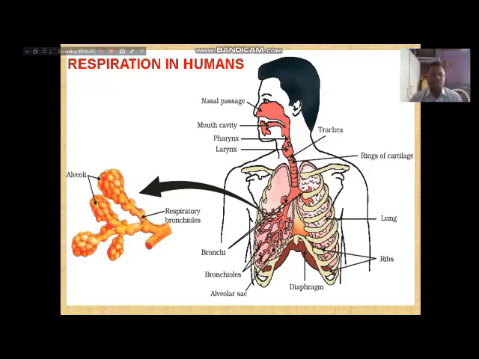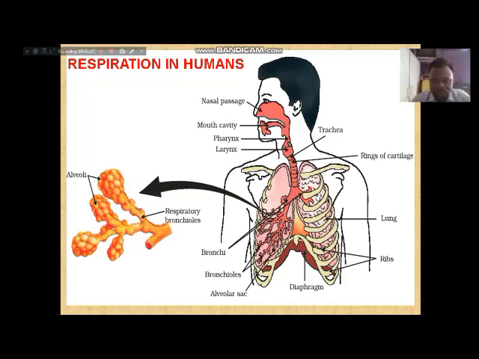So like that, based on the type of respiratory organ involved, there are different modes of respiration. Pulmonary respiration, cutaneous respiration, gill respiration, tracheal respiration. So in human beings, what is the mode of respiration? Pulmonary respiration. What is the respiratory organ in human beings? Lungs are the respiratory organs. Now here the picture shows the different parts of the respiratory organ. Okay, so how the air enters and what takes place in human respiration.